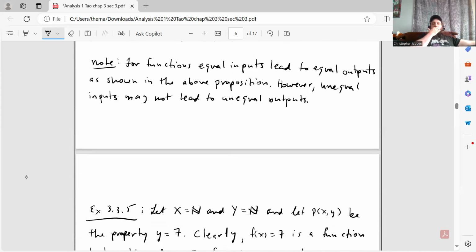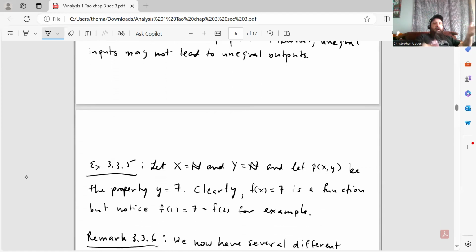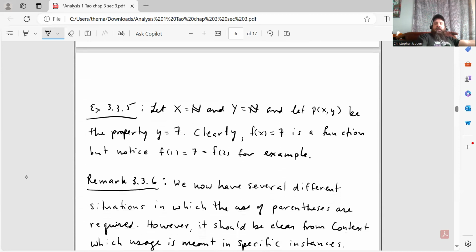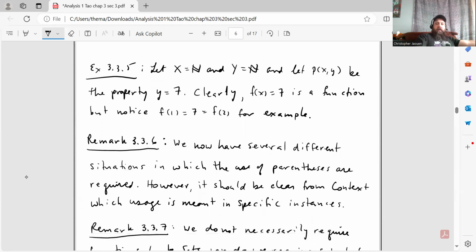All right. Another note here: for functions, equal inputs lead to equal outputs, as shown in the above proposition. However, unequal inputs may not lead to unequal outputs. Again, you guys should be familiar with stuff like this, like the squaring function, or in the example that he has next, a constant function would have that property.